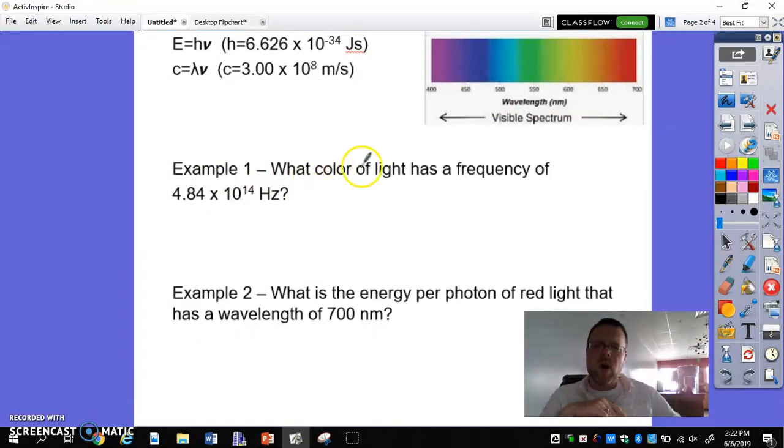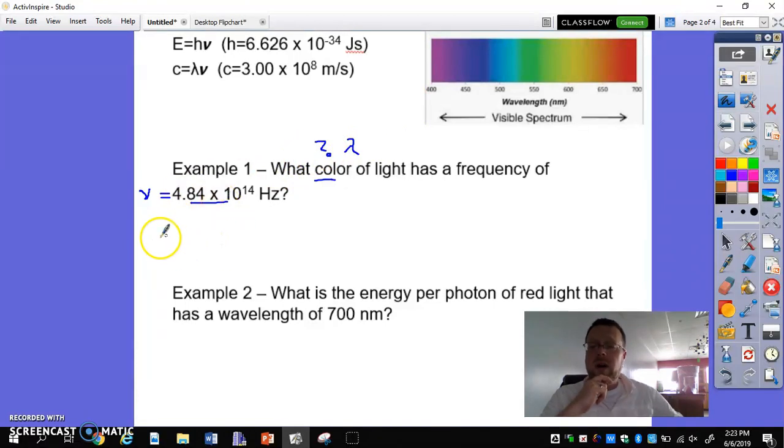In this first example, it says, what color of light has a frequency of 4.84 times 10 to the 14th hertz? Okay, now this is a frequency. Now remember, frequency is the nu in the equation. So this is giving me a nu. It's asking me for a color, so it's not really asking me for a number, but if I'm going to use this color chart up here, I'm going to need a wavelength. So really, I need to find the lambda. I need to find the wavelength to be able to answer this question so that I can compare that wavelength with the color chart to figure out what color I'm talking about.